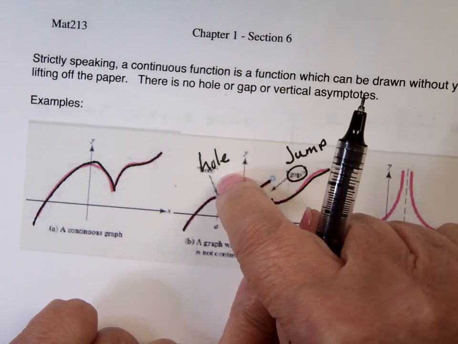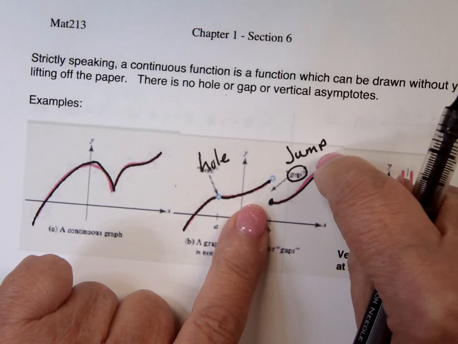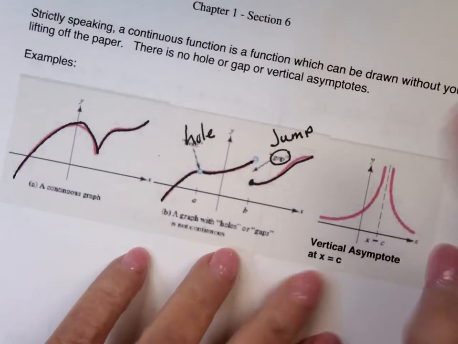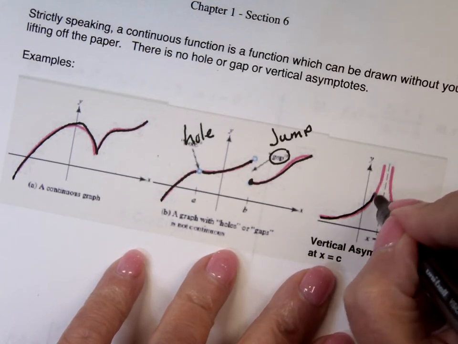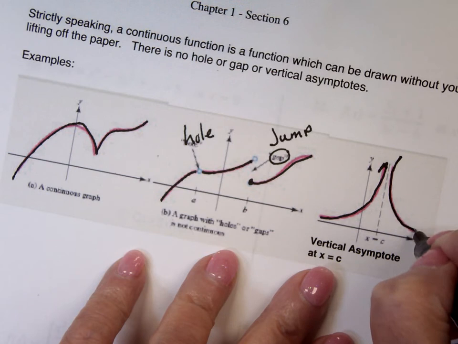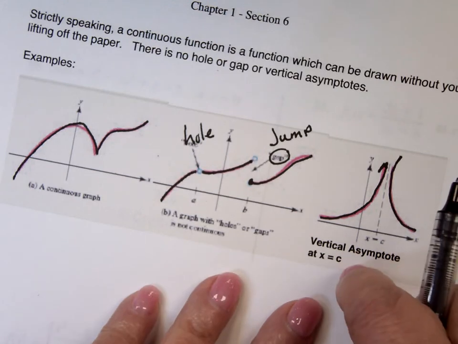So I can have a hole, which is a discontinuity. I can have a jump or a gap. That's a discontinuity in the graph. I can have a situation where I have a vertical asymptote. Now I have to jump over the asymptote to continue drawing this graph. So I can have a vertical asymptote. And notice it says, at c.